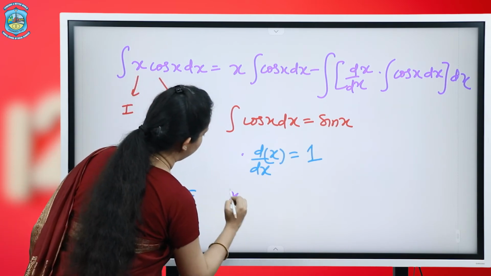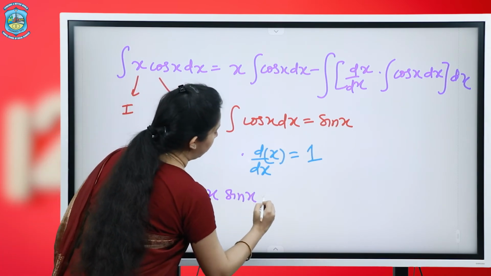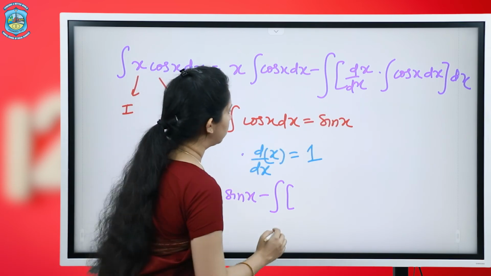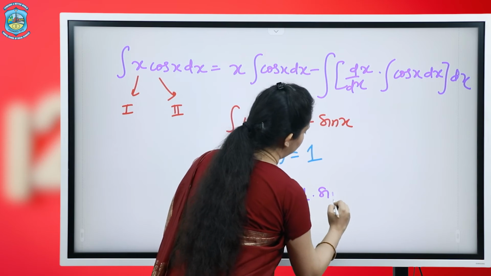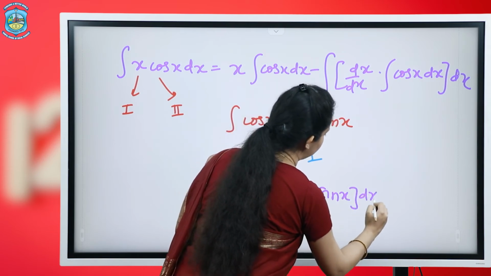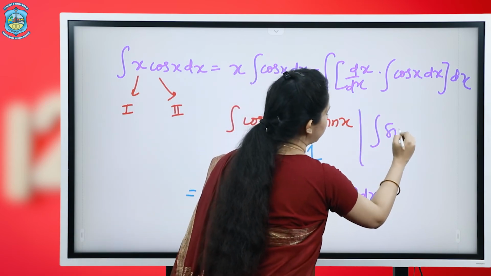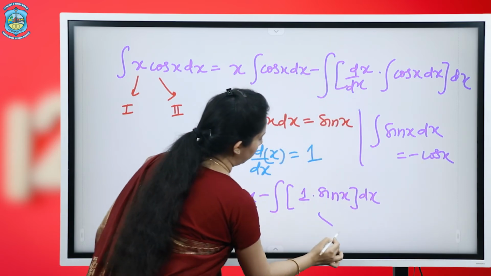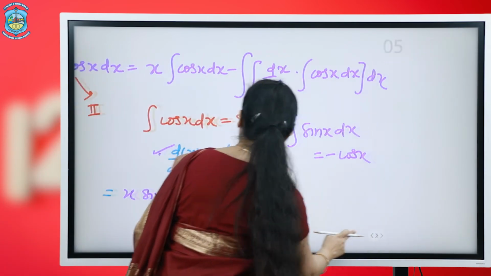So the first function remains as it is, integration of cos x is sin x, minus whole integration within square bracket, differentiation of first. So differentiation of x will be 1, into integration of second, that is sin x dx. As we all know, integration of sin x dx is minus cos x. So we will substitute the value of integration of sin x over here.